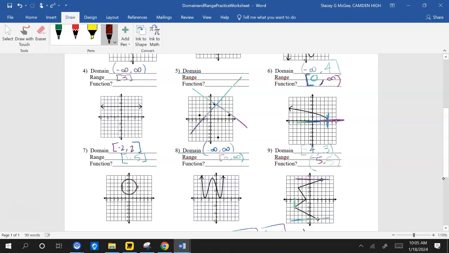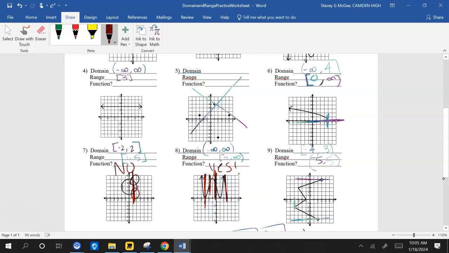This circle, if I were to drop a vertical line right here, see how it crosses twice? That means it's not a function. It can only hit one time no matter where you put it. Over here, this is actually a quartic, and we'll talk about that later. There's no place that I could draw a vertical line where it would ever intersect the graph more than once. So yes, this is a function.